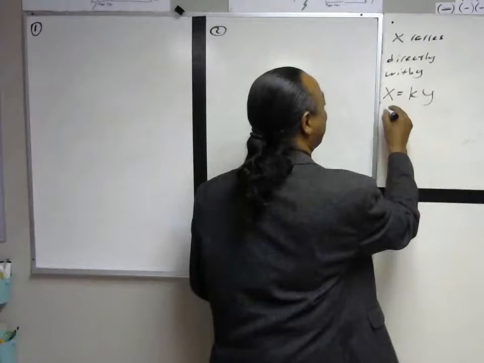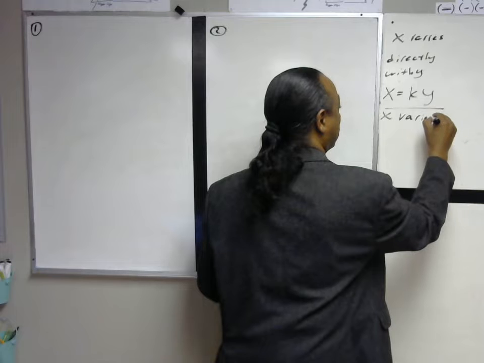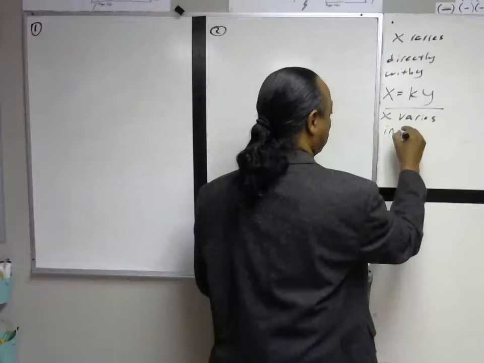If it was inversely, x varies inversely with y, this will be x equals the constant over y. Okay, so we're going to look at developing these equations.